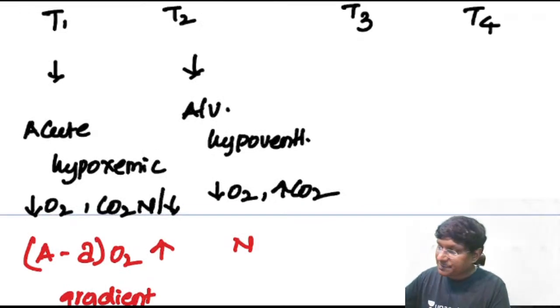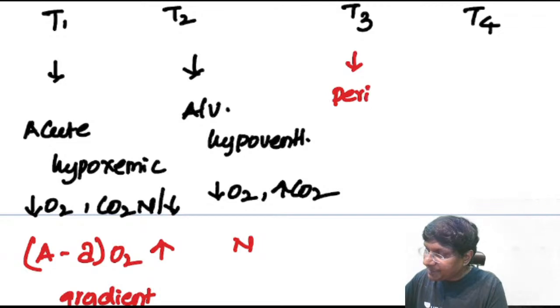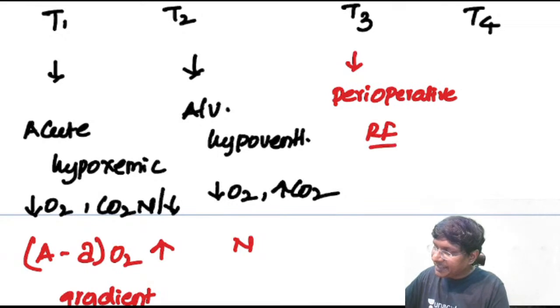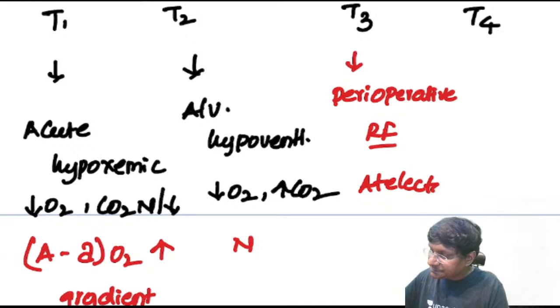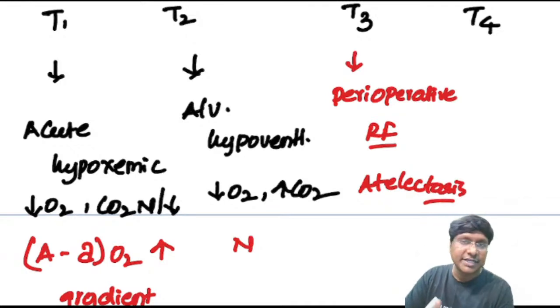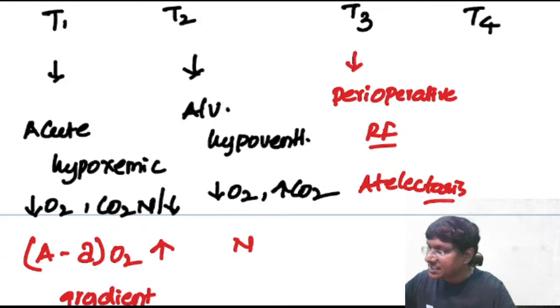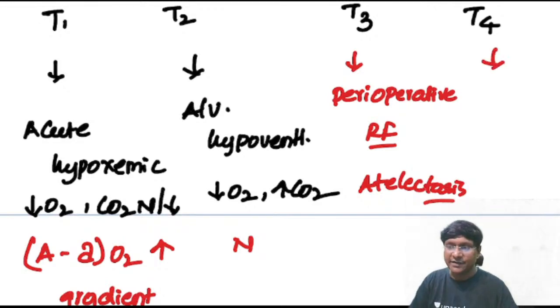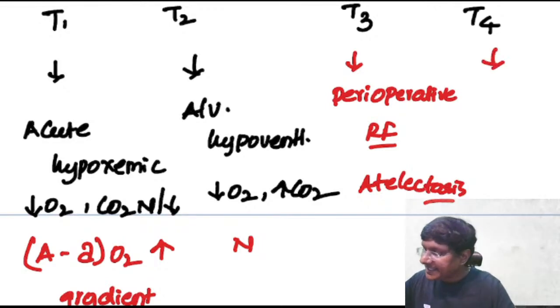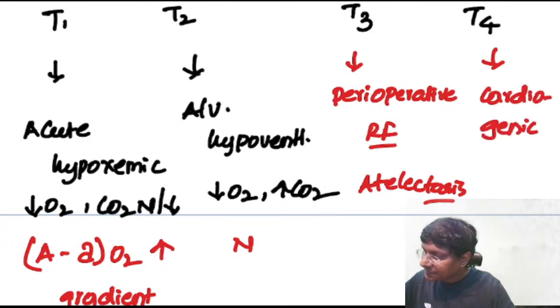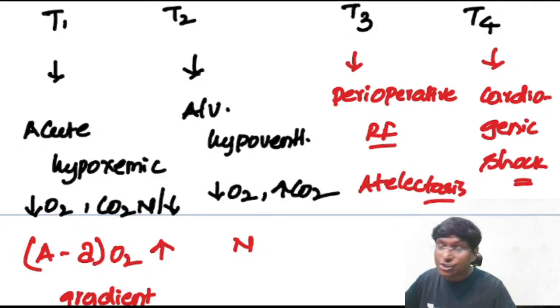Then what is type 3 respiratory failure? It is perioperative respiratory failure, where there will be lung atelectasis. Immediately after the surgery, the individual will not recover back from the general anesthesia. That is what is called perioperative respiratory failure. Then coming to type 4 respiratory failure, it is due to cardiogenic shock.